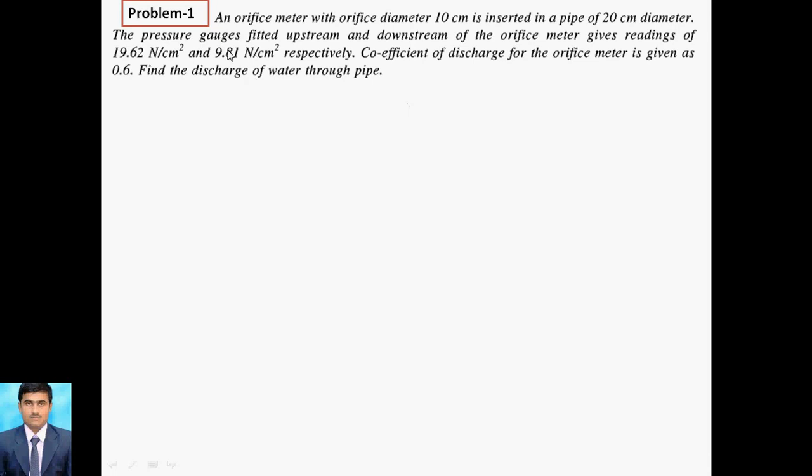Always remember that the coefficient of discharge is less than 1. For a venturi meter it should be 0.96 to 0.98. In the case of an orifice meter, it is about 0.6. Here we find the discharge, that is Q actual, because theoretical discharge is not mentioned. So given data: D naught, the diameter of the orifice, is 10 centimeter. D1 is equal to 20 centimeter, the diameter of the pipe. Cd is known to you, that is 0.6 for the orifice meter.